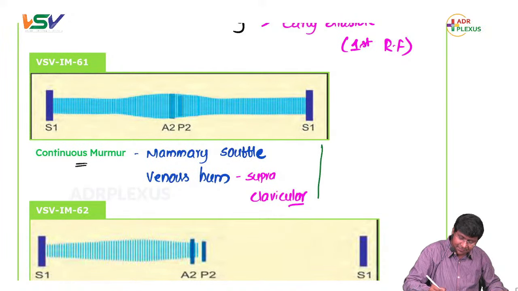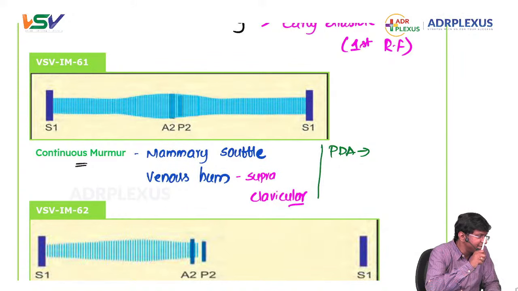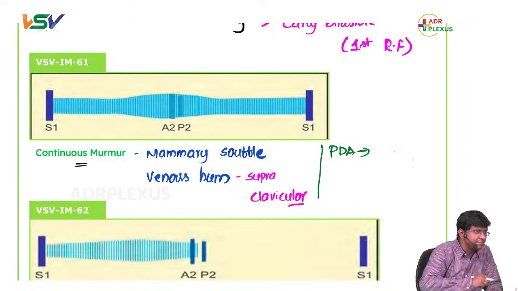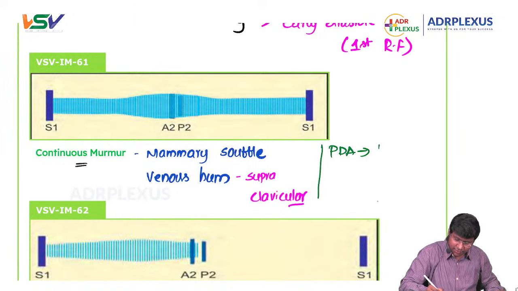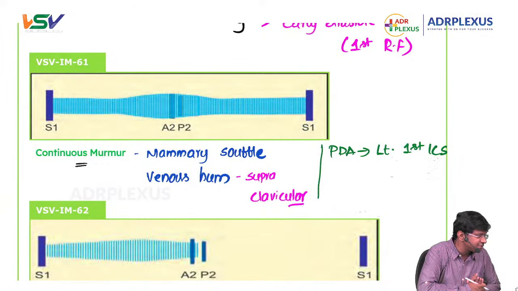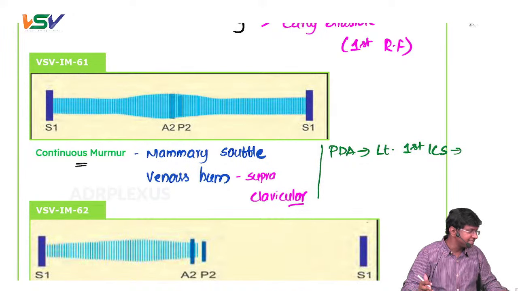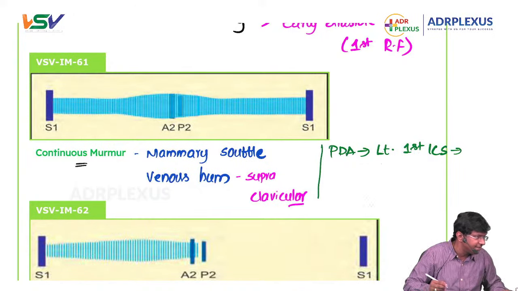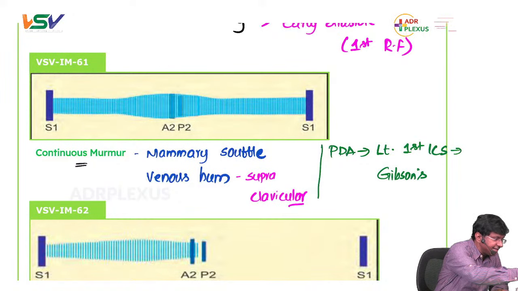Now can anyone quickly answer me which intercostal space you will auscultate for the PDA murmur? Very good. Not second intercostal space. Where is the PDA murmur auscultated? That is first, that too left first. So left first intercostal space. What is this left first intercostal space called? One student, Bala Abhirami, has already answered. Very good. This is called Gibson's area.